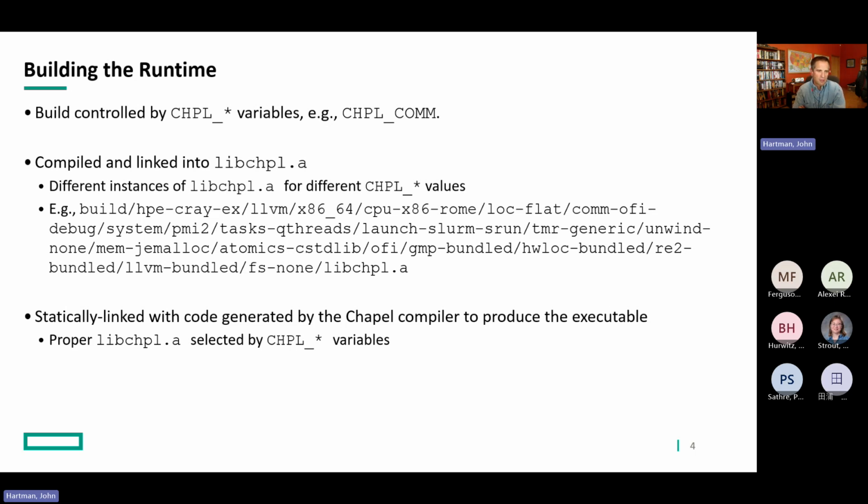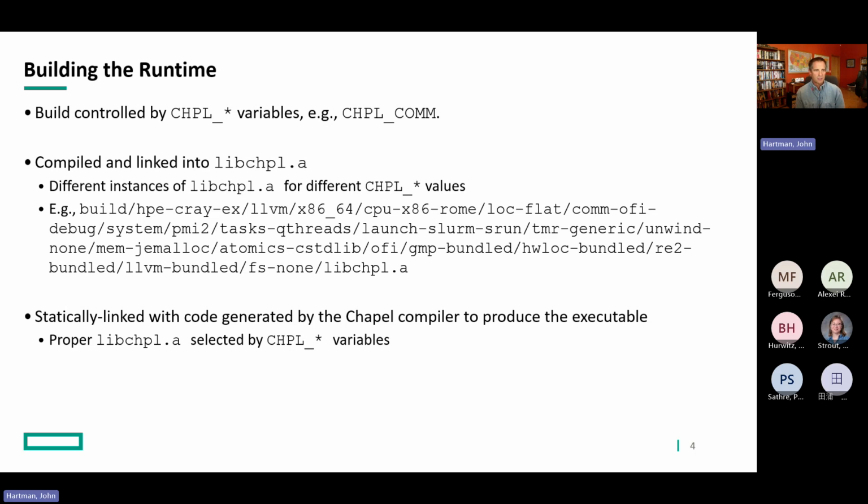So obviously, if I'm compiling the runtime for my Mac, I'm going to leave out a lot of the HPC related stuff. These variables are used when you build the runtime, and it ultimately produces a static library called libchapel.a. And that's linked against the executable that's produced by the compiler from your Chapel code to produce a running executable that you can run on the machine.